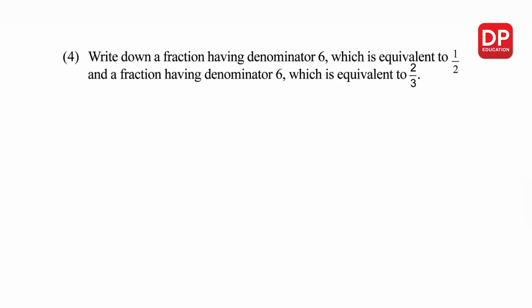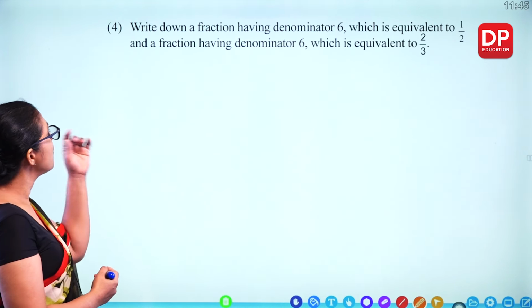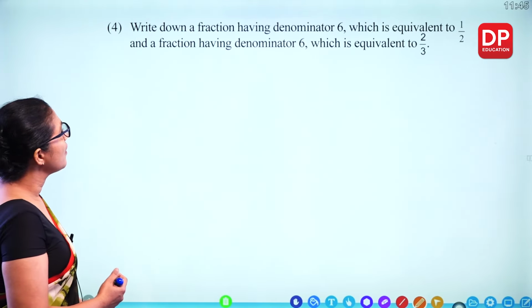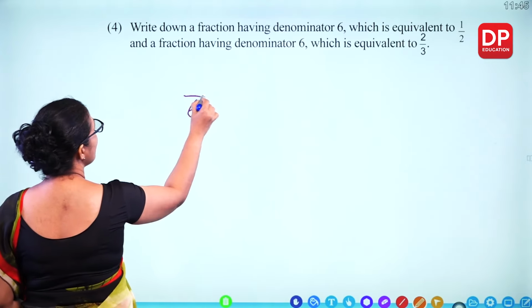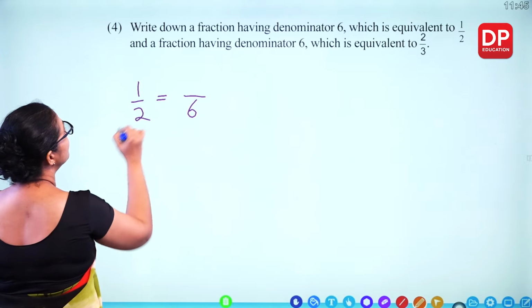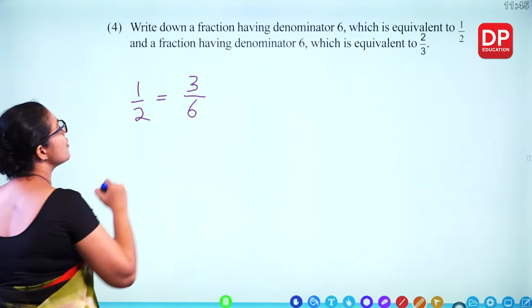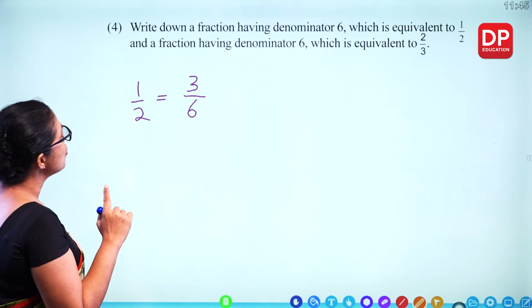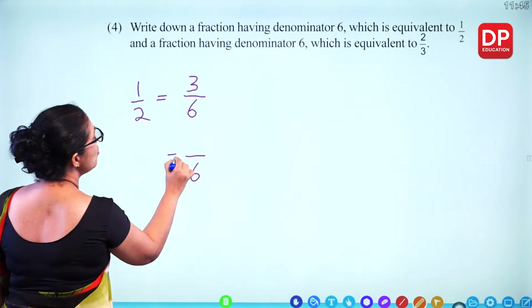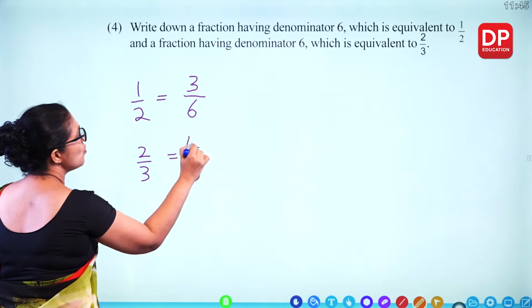Question number 4. Write down a fraction having denominator 6, which is equivalent to half, and a fraction having denominator 6, which is equivalent to 2/3. Denominator 6, equivalent to half. That means multiply by 3. 3 times 1, 3. So that's 3 over 6. And a fraction having denominator 6, which is equivalent to 2/3. Multiply this by 2. So 2 times 2, you get 4.